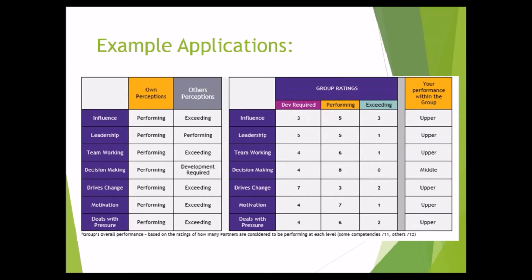The box on the right-hand side then looks at the group ratings. So rather than looking specifically at managers or team members and colleagues, it's now put them all together and it's ascertaining for this person or for this group how many of those individuals are suggested to need development, how many are performing, and how many are exceeding expectations. And the final column looks at your performance within the group.